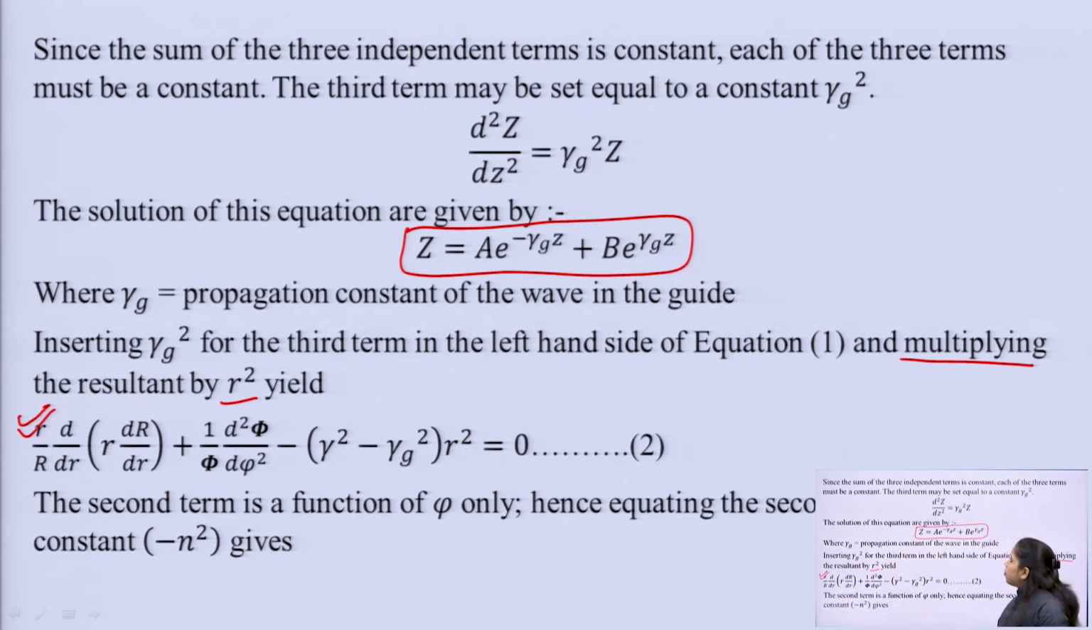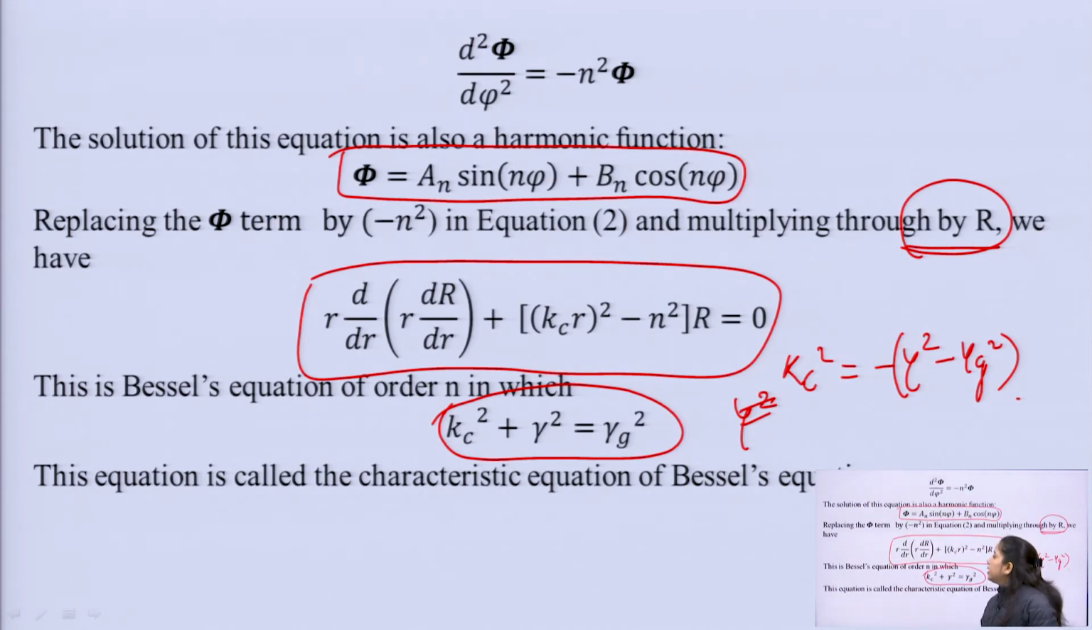Now, we have already solved the expression for Z. Now, we have to solve it for phi and r. So, now we are moving towards phi. The second term is a function of phi only, hence equating the second term to a constant minus n square gives d square phi by d phi square equals minus n square phi. This is a harmonic function, so phi should be equal to A n sin n phi plus B n cos n phi.